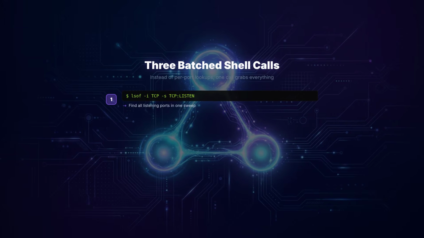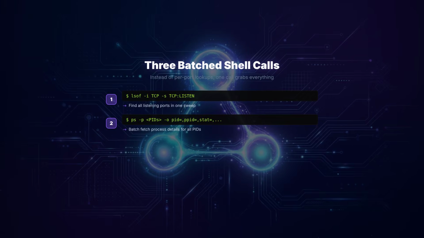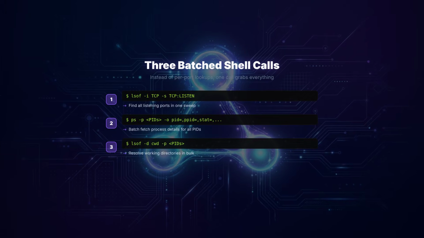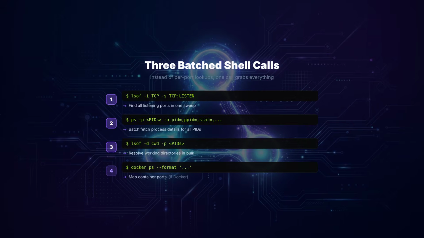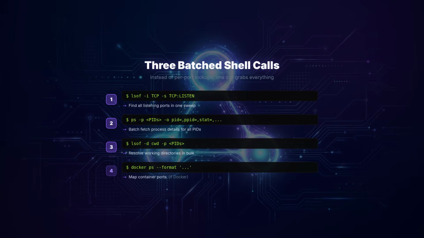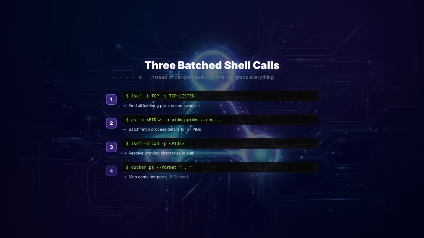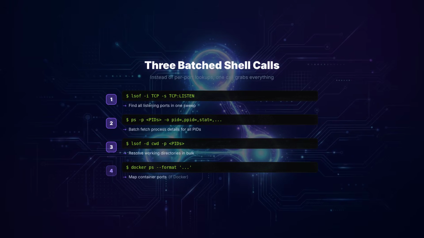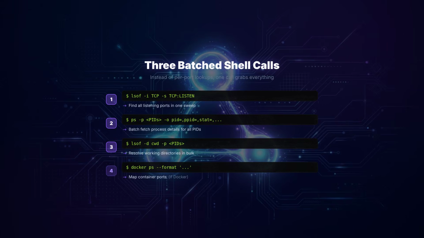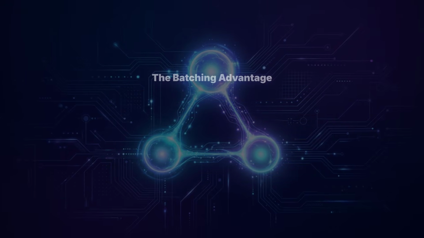First, lsof -i tcp -s tcp:listen, which finds every process listening on a TCP port. Second, a single batched ps call with process details for all discovered PIDs at once, including the parent PID, process state, resident memory, start time, and full command line. Third, a single batched lsof -d cwd call that resolves the working directory of each process. If any of those processes are Docker, it makes one additional docker ps call to map host ports to container names and images.